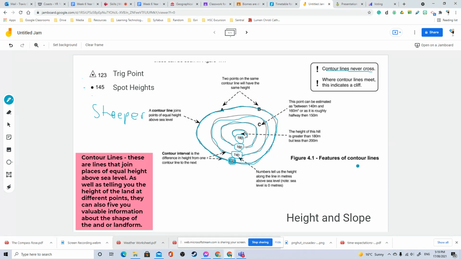Okay, that's contour lines. We show these on maps, and you'll do an activity soon in which you will need to interpret contour lines. Okay, that's the lesson for today.